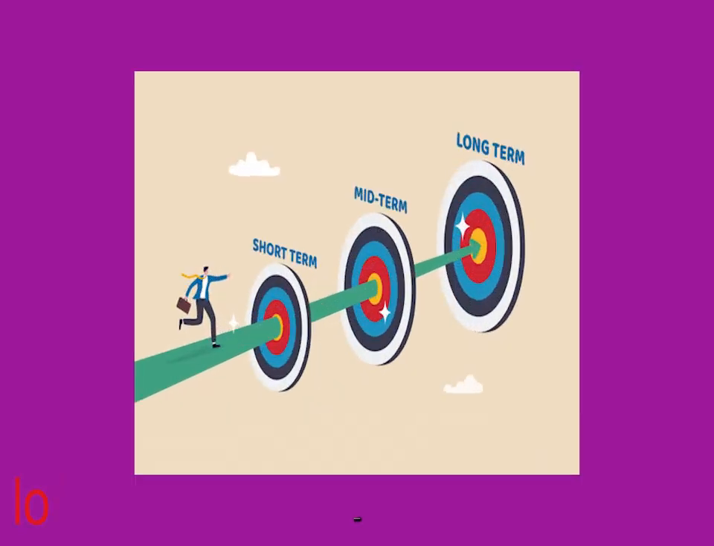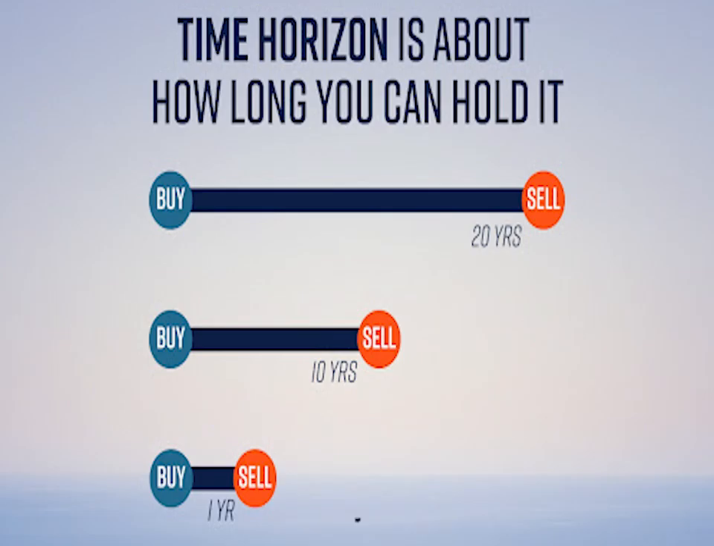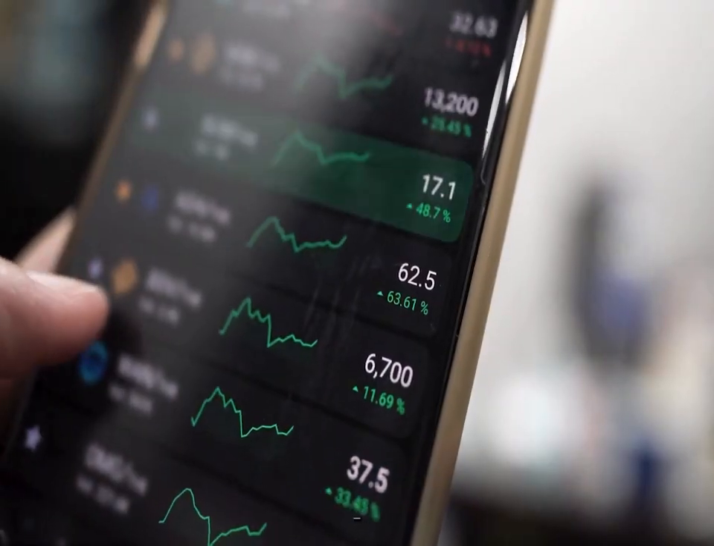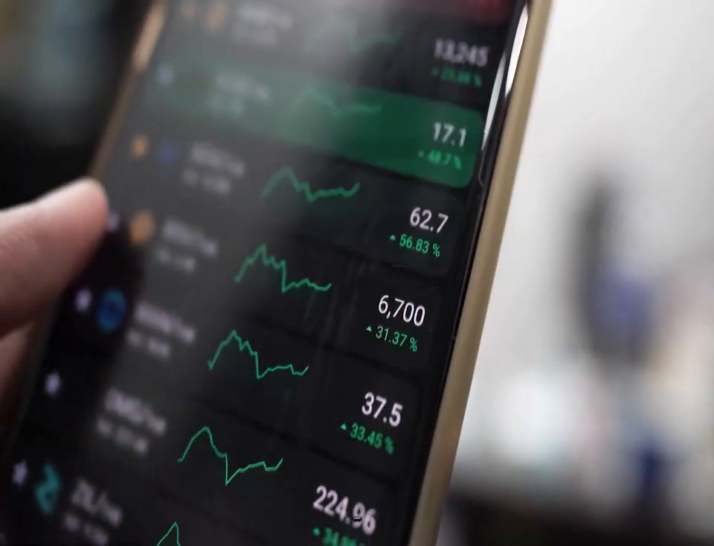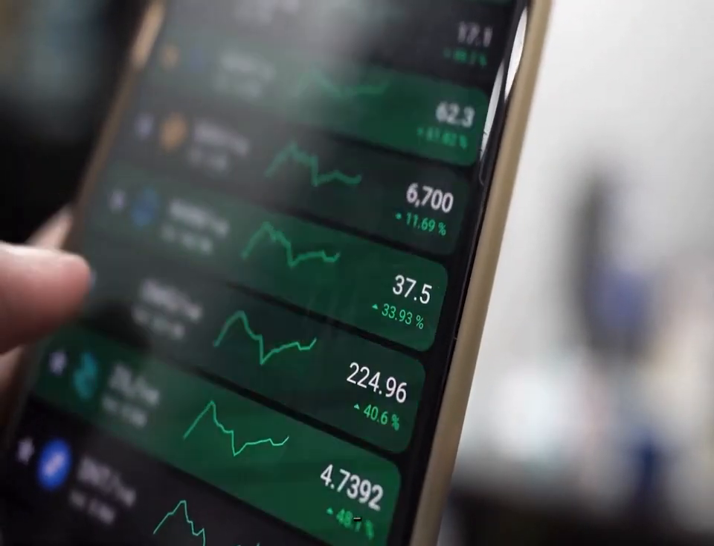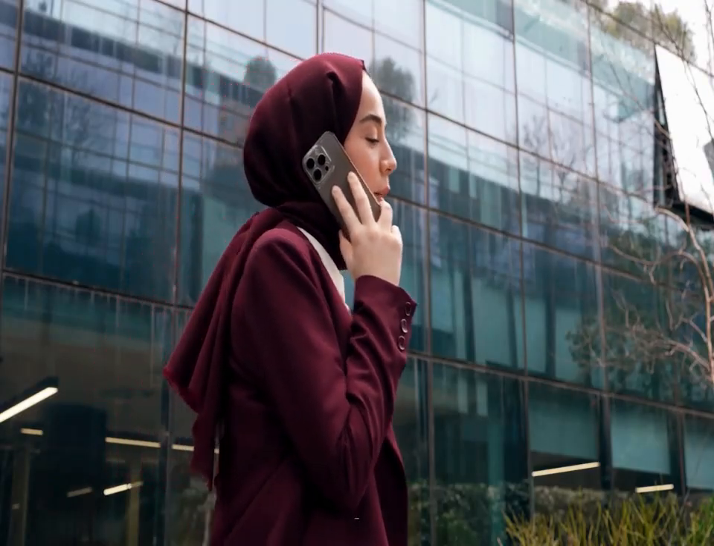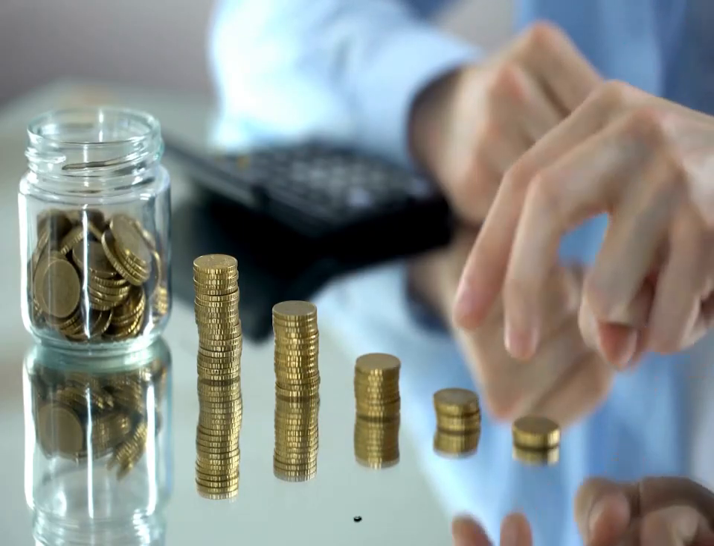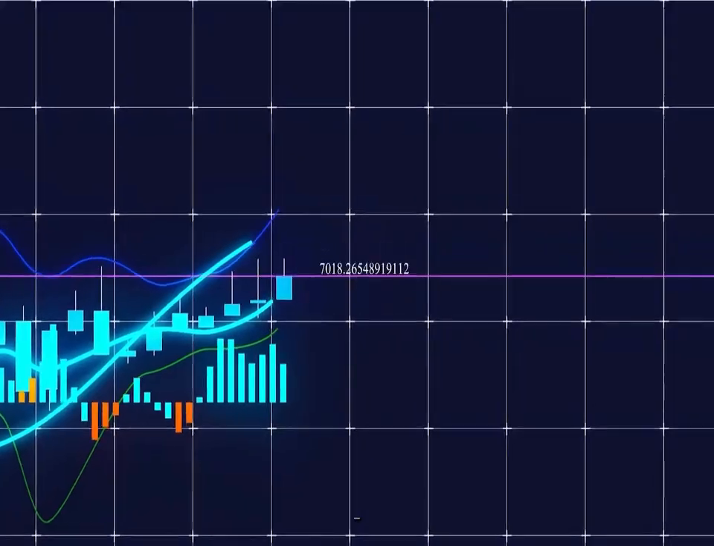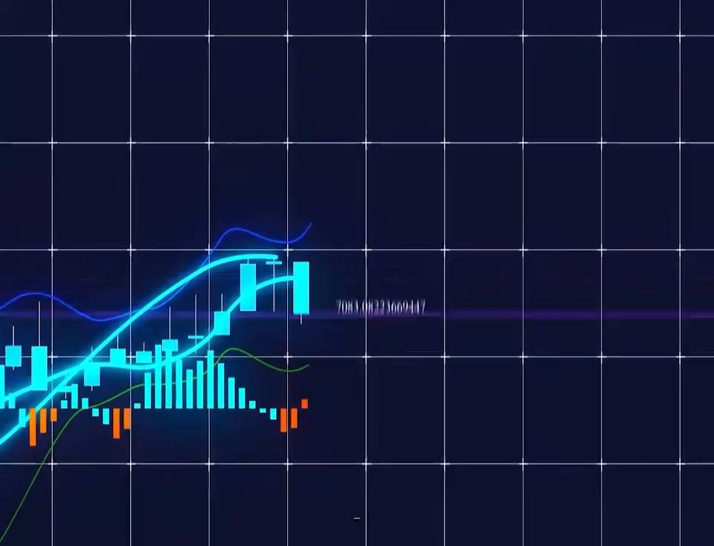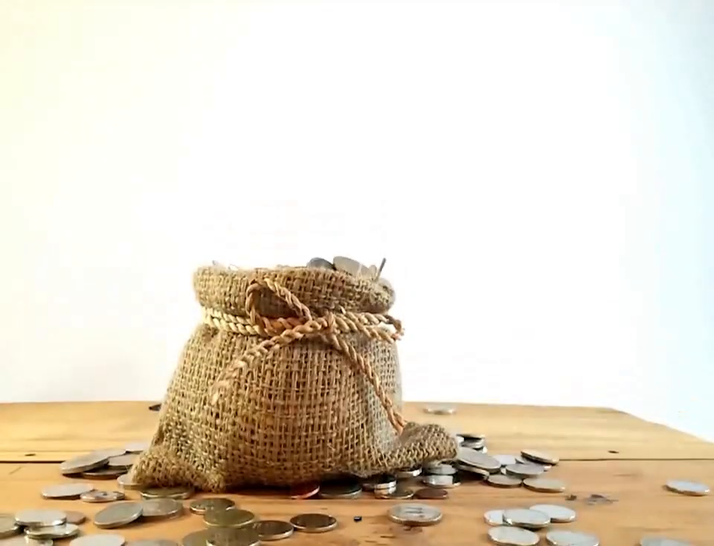7. Long-term goals and patience. Investment horizon. Align your stock choices with your long-term investment goals and time horizon. Patience and discipline. Long-term investing requires patience and the discipline to stick with your investment strategy through market ups and downs. By combining these factors, you can make more informed decisions and select stocks that are well-suited for long-term investment.